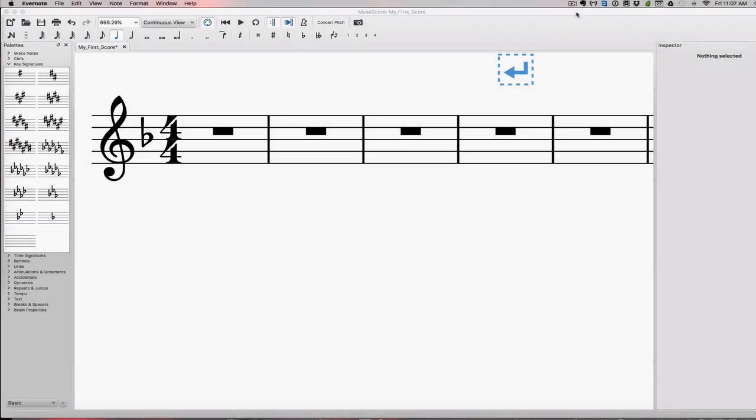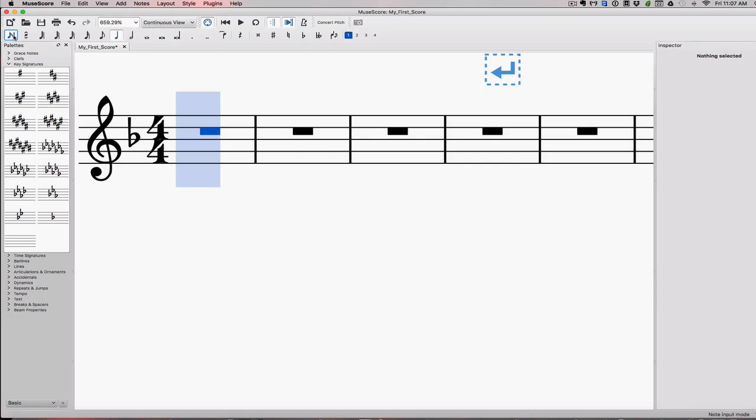Okay, it's time to talk about compound intervals. That's a fancy way to say intervals bigger than an octave. What we do here is, so this is a bit of terminology and a bit of actual fact.